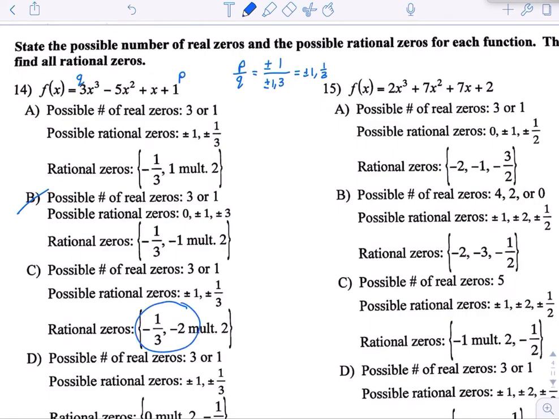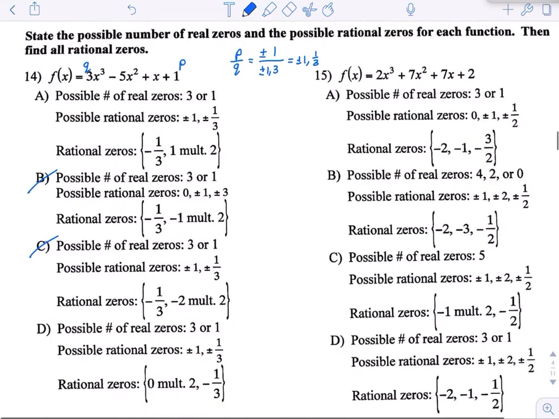Now, do you guys see these? That one says rational zeros of negative 1/3 and negative 2, but negative 2 is not even in that list, right? So I'm going to eliminate that one. And when you guys look at D, do you see how it says it has rational zeros of 0 and negative 1/3? Well, 0 is not even part of that list, so that's gone. So then this one is the only one that seems to work. And of course, if you want to make sure, you guys can test these ones by doing synthetic division, and then you guys should get remainders of 0.